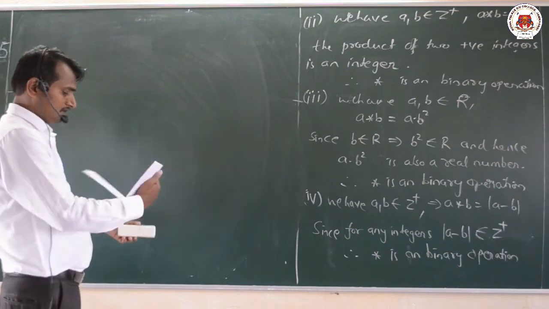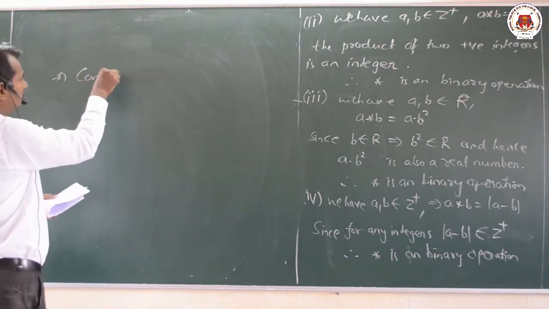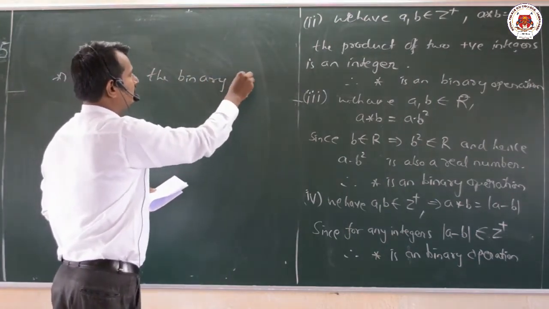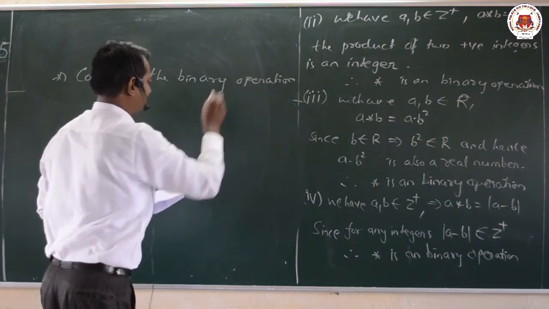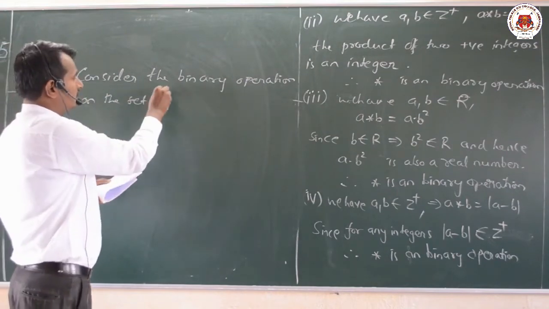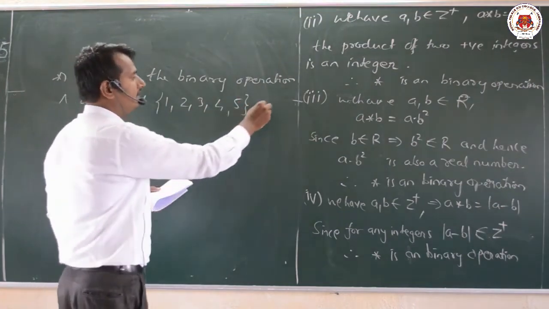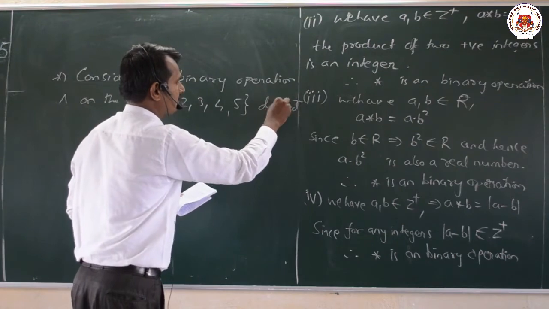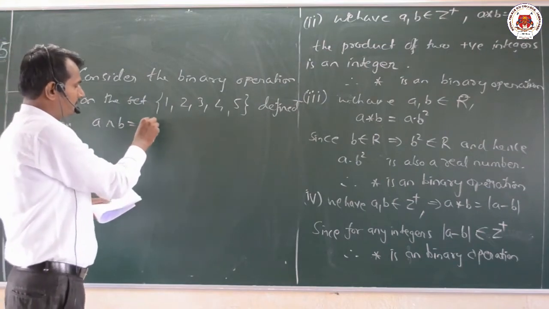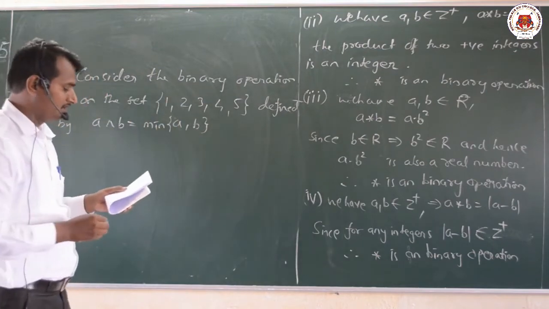The next problem is also very simple. Consider the binary operation cap on the set 1 2 3 4 and 5 defined by a cap b equal to minimum of a comma b. That means we have to write the minimum of a and b. Write the operation table.